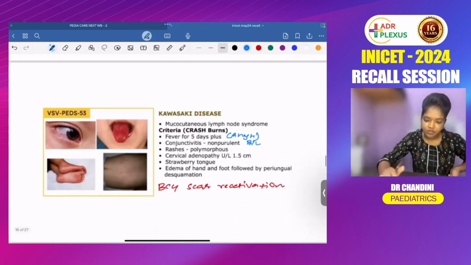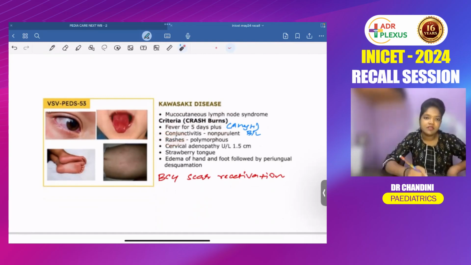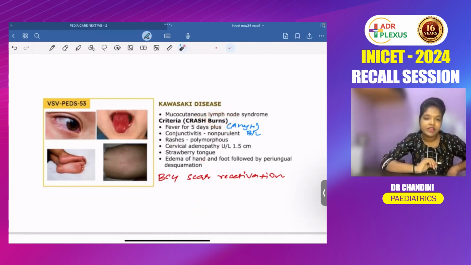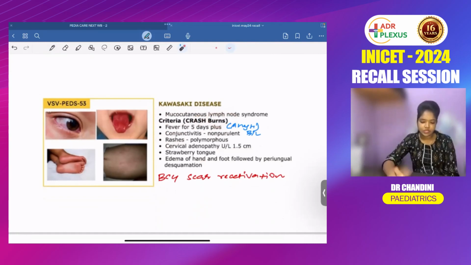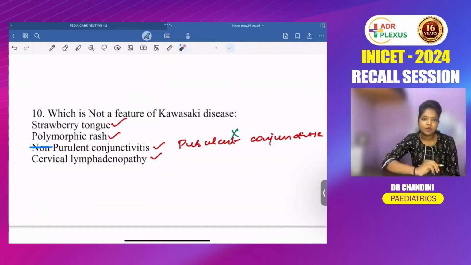Okay. So coming to the features of Kawasaki disease. The mnemonic is CRASH BURN. C is conjunctivitis, non-purulent. R is rash, polymorphous rash. A is adenopathy, that is cervical adenopathy, unilateral, at least 1.5 centimeters. S is strawberry tongue, and H is hand and foot edema and erythema. And coming to the BURN, definitely fever has to be there for 5 days. So these are the features of Kawasaki. Most probably purulent conjunctivitis would have been in the option, and that becomes the right answer.